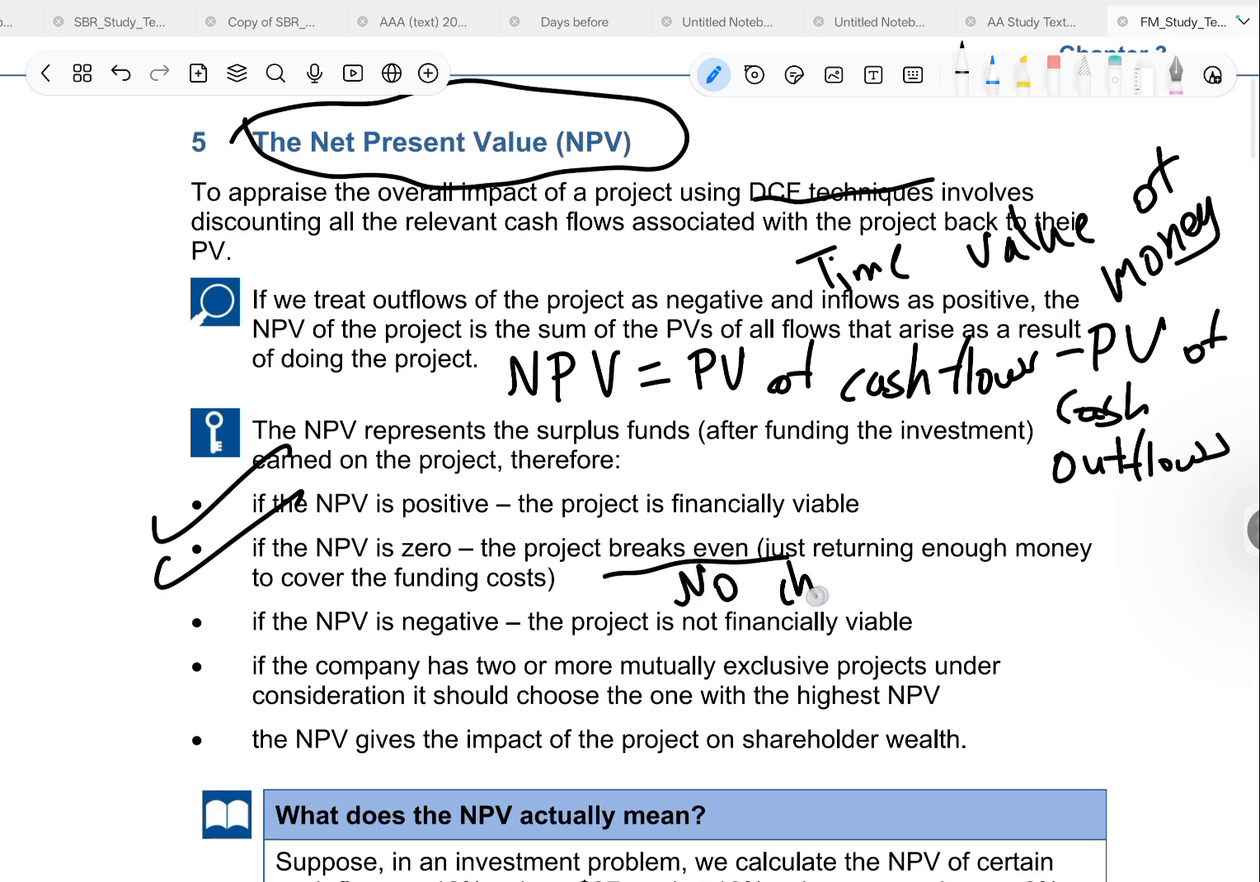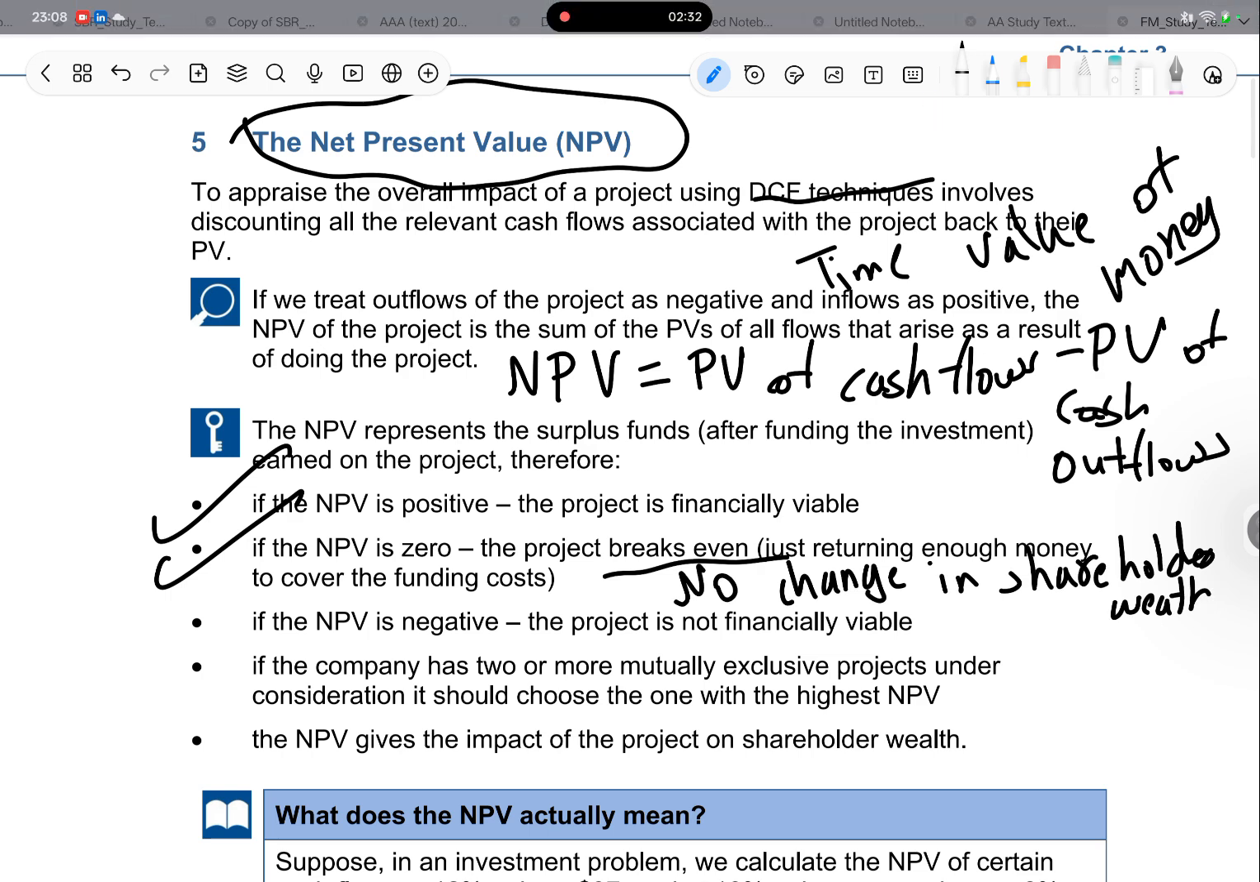Now the third case is if the NPV is negative. The project does not earn the required return, so it reduces shareholder wealth. Therefore, the project should be rejected. When choosing between projects, if a company has two mutually exclusive projects, meaning it can only choose one, the company should select the project with a higher NPV because that project adds more value to the business.